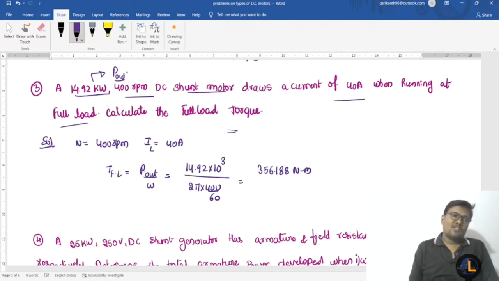14.92 kilowatts is the output power. 400 RPM DC shunt motor draws a current of 40 amperes when running at full load. Calculate the full load torque.